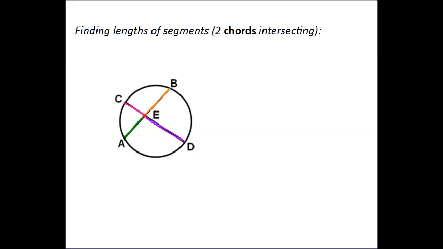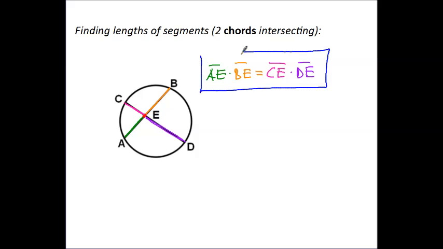And these 4 segments are proportional to each other in the following way. AE times BE is equal to CE times DE. Now this formula is very important, so let's circle it, put a star on it, and highlight it, and most of all, memorize and remember it.